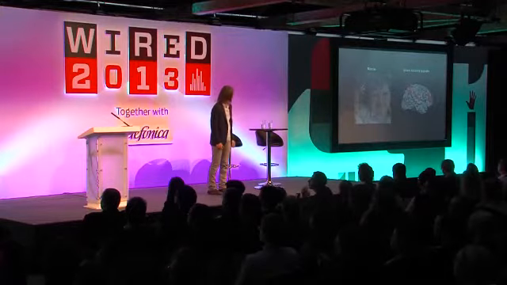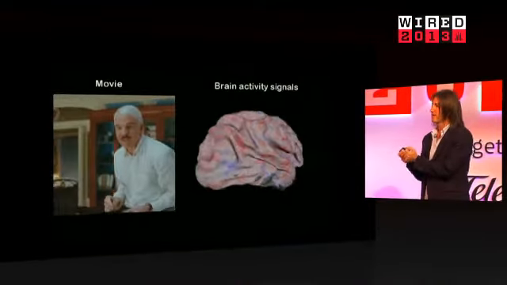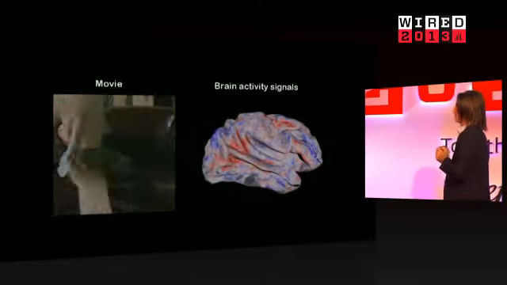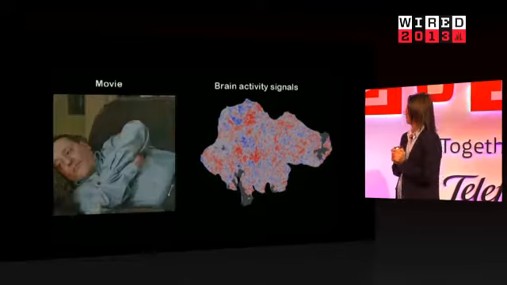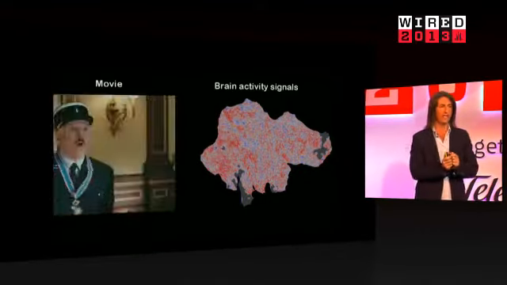Here's work done by Jack Gallant at Berkeley University, who did exactly that. First, he had people watch movies and looked at their brain while those movies were watched and tried to see what part of the brain becomes active for each and every movie. People, objects, and so on.